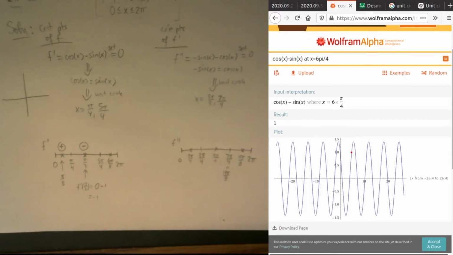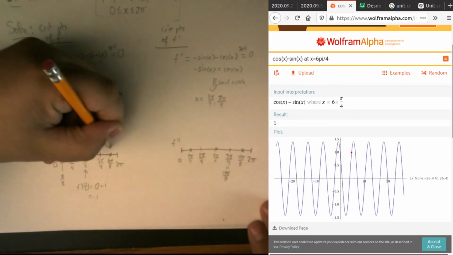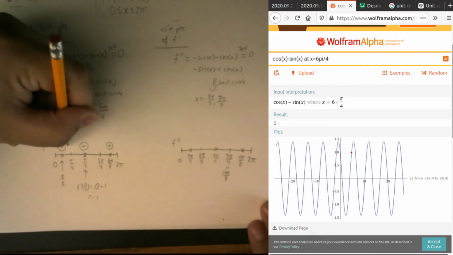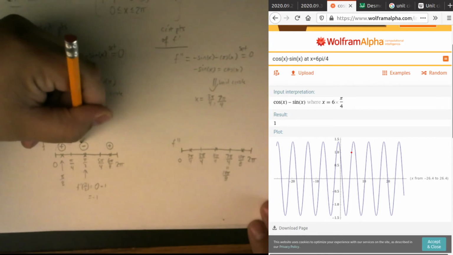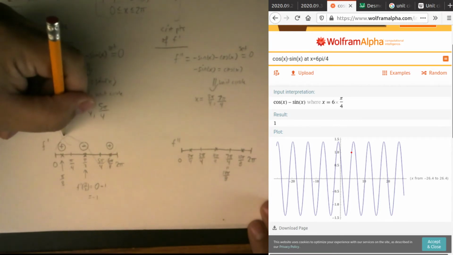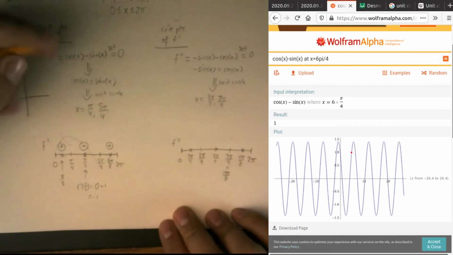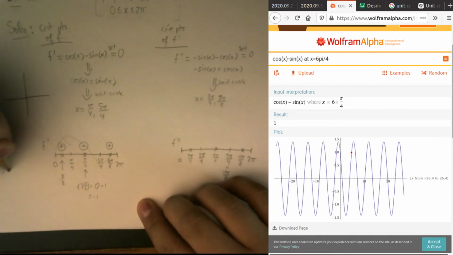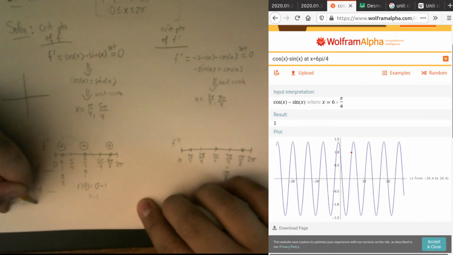When I do that, it turns out I get 1, so it goes positive again. So the function f was increasing till it reached here, then it was decreasing for a while, then it was increasing again. So I ended up getting, where am I going to put my analysis? Over here, I guess. We have a local max at x equals pi over 4, and a local min at x equals 6 pi over 4.